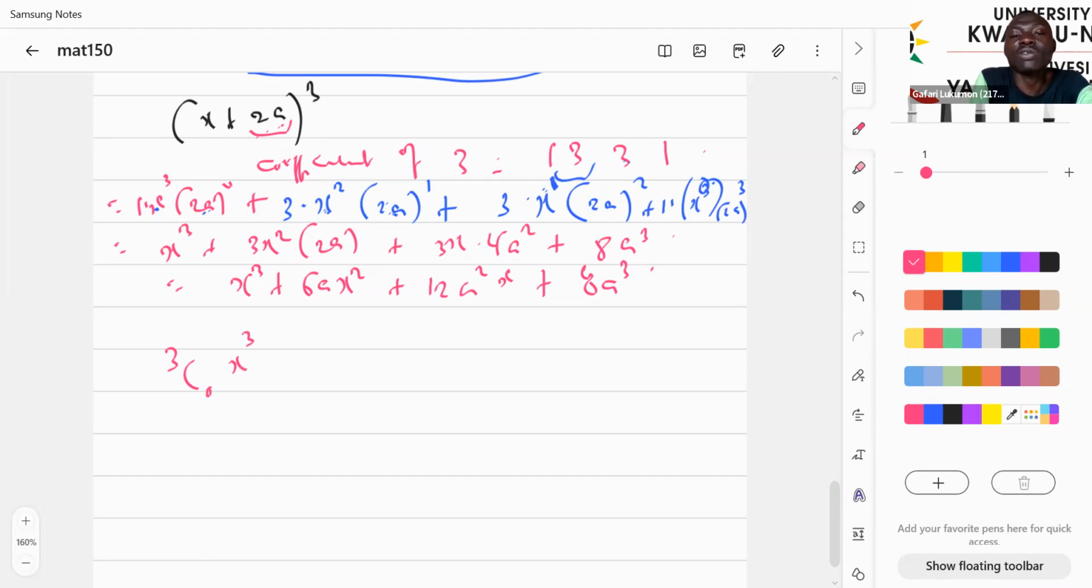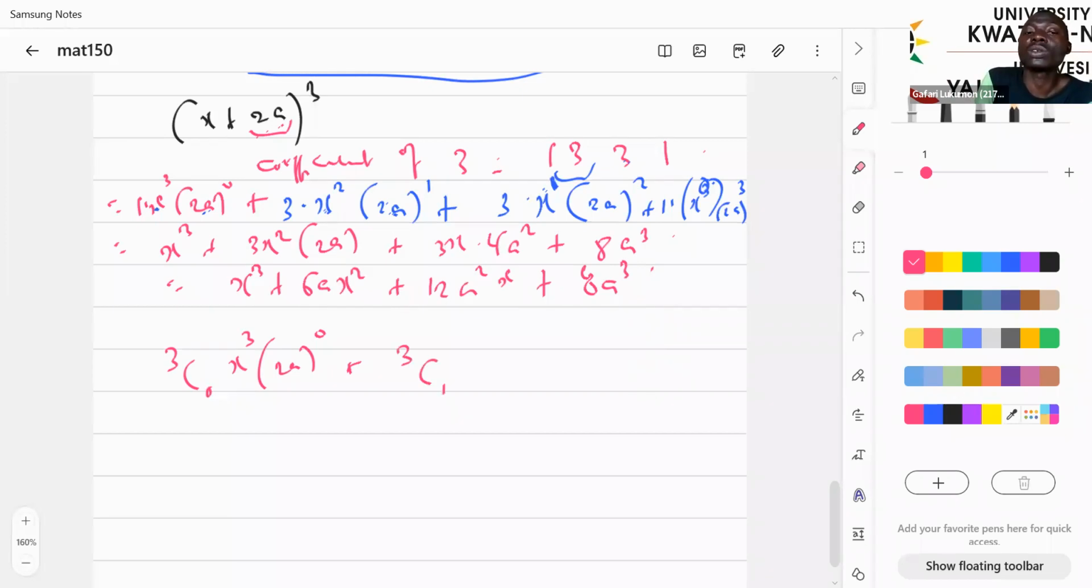Then this one will start from where? It will start from 0. The second time will start from 0. What is 3 combination 1, everybody? What is 3 combination 1? That is 3 factorial divided by 2 factorial, 1 factorial. So I think that is 3. Yeah, I'm correct. So then you now have 3 combination 1.